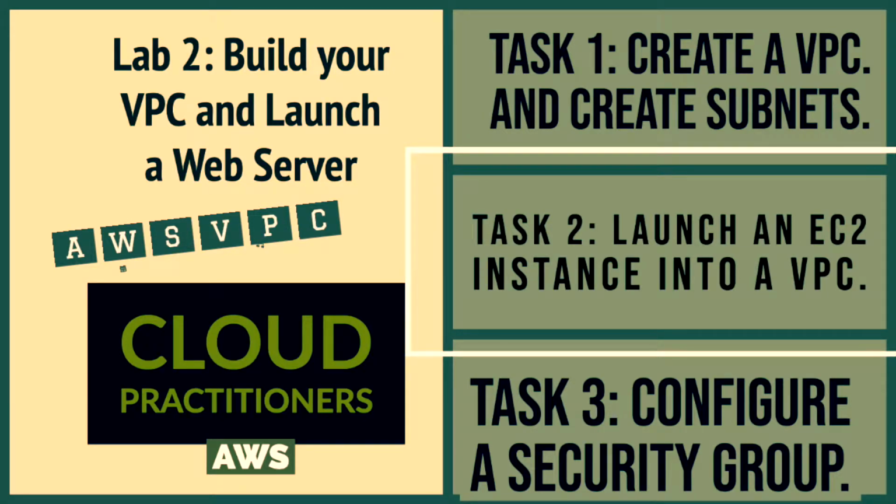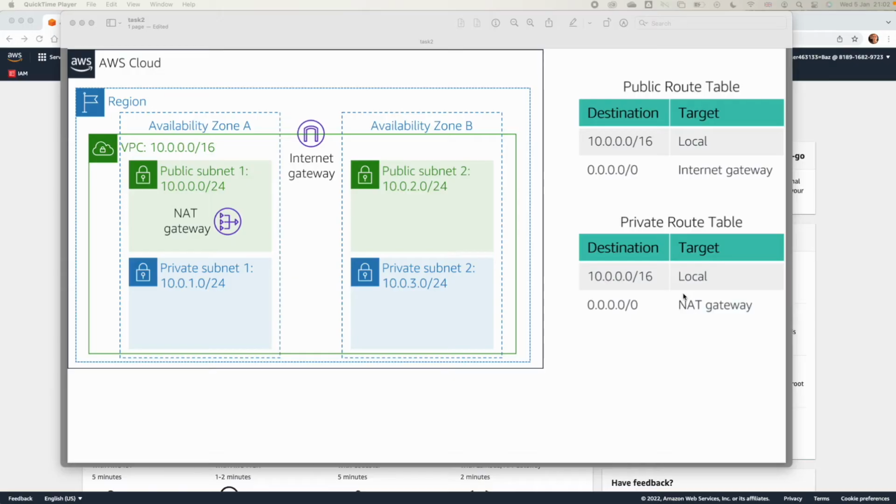In Lab 2, we are going to build a VPC and launch a web server in that VPC. As you can see here, the VPC structure is going to be as follows. It's going to be a VPC with 2 public subnets and 2 private subnets. So let us go now to the management console and we will create it.